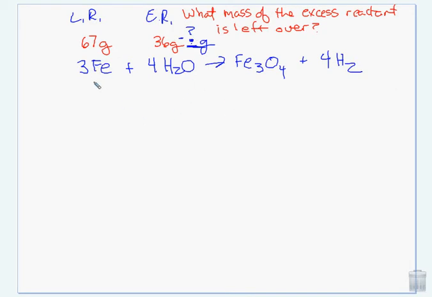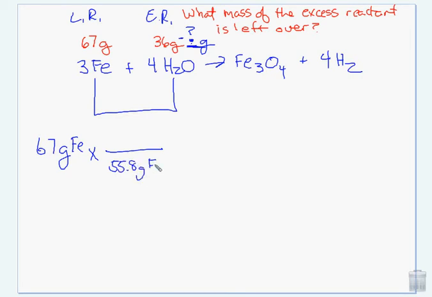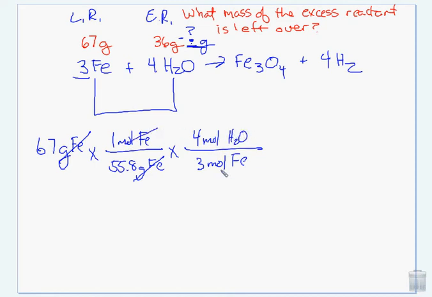So all I do is draw a box from my limiting reactant to my excess reactant, and go through the dimensional analysis. Remember, this is 67 grams of Fe, and the molar mass is 55.8 grams per 1 mole of Fe. The grams of Fe will cancel out. Then my molar ratio is the coefficients, 3 moles of Fe and 4 moles of H2O on top, and let me cancel out moles of Fe.